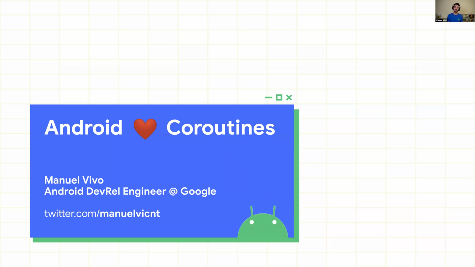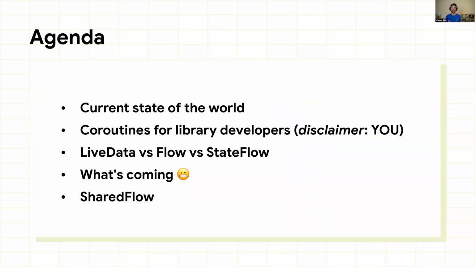So today's talk is going to be about coroutines and Android. So let's take a look at the agenda. The agenda is going to tell you if you're in the right room or you have to go and see another talk. And it's also going to help me to force you to hang around and keep listening, because I need to convince you that this talk is worth it.